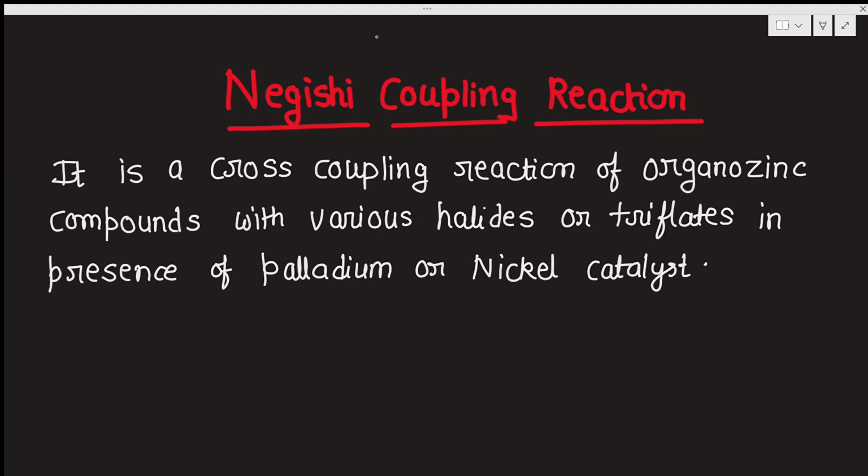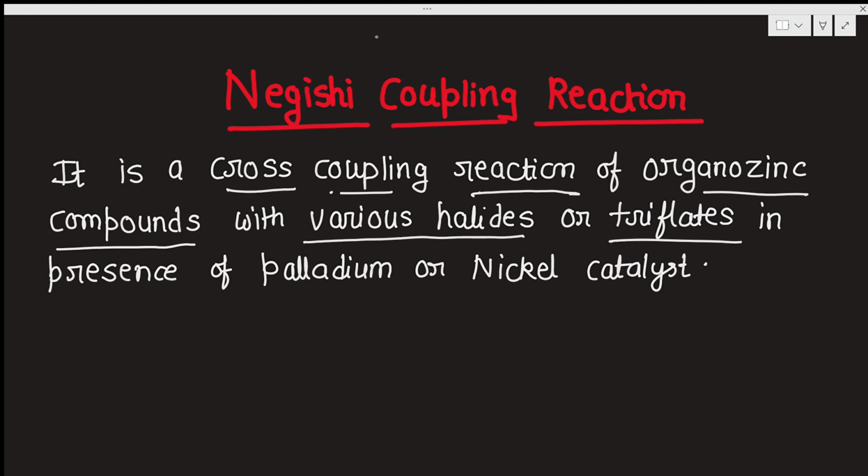Okay, so actually it is also a cross coupling reaction, means two different reagents we are taking and between them a carbon carbon bond is being formed. Okay, and here there is coupling between the organo zinc compound, means one compound is organo zinc compound. It means with the organic group a zinc is attached. Okay, and the other compound is a halide or a triflate, and this is happening in the presence of palladium or nickel catalyst. Means we are taking here palladium or nickel in zero oxidation state as a catalyst.